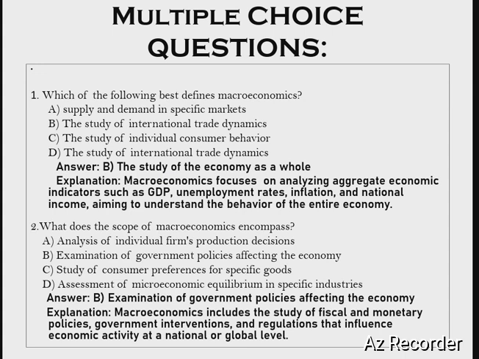Which of the following best defines macroeconomics? Option A, supply and demand in specific market. Option B, the study of international trade dynamics. Option C, the study of individual consumer behavior. Option D, the study of international trade dynamics.